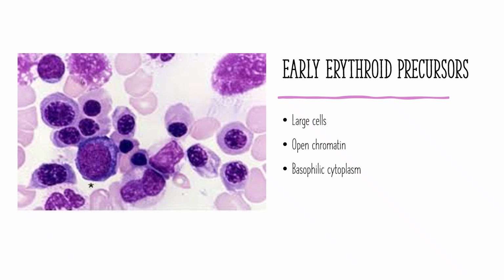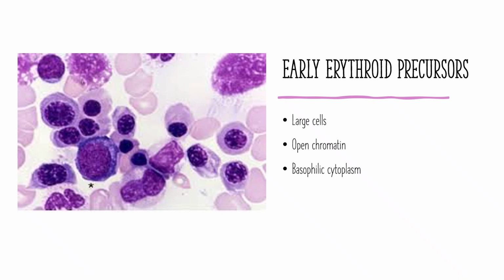Now we start applying morphology recognition to a specific lineage. Early erythroid precursors are big, and I mean noticeably big compared to mature red blood cells. This surprises students at first because we associate red cells with small size. But remember, immature equals growth phase. These early cells show 3 hallmark features. Number 1, large cell size. They are actively dividing and synthesizing proteins, so they require abundant cytoplasm and nuclear machinery.